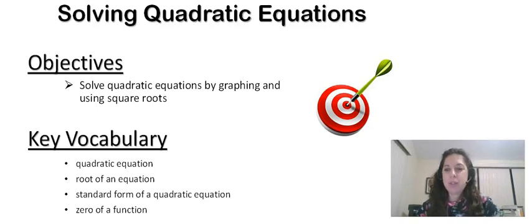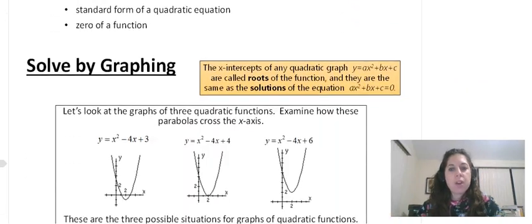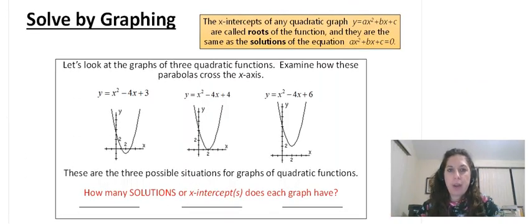Hello there. This short video today is going to go over solving quadratic equations. We're going to learn how to solve quadratics by the graphing method and by using square roots. So let's talk about first solve by graphing.